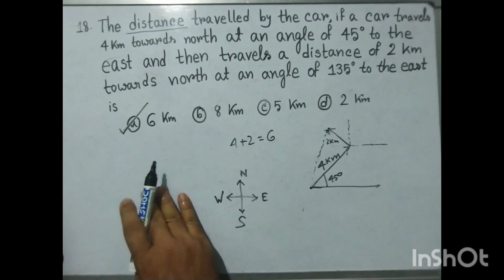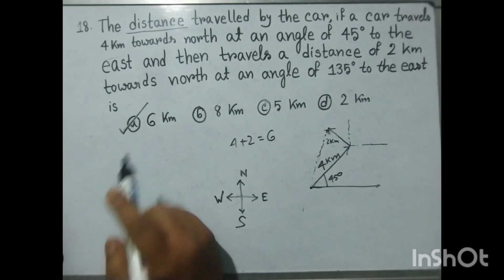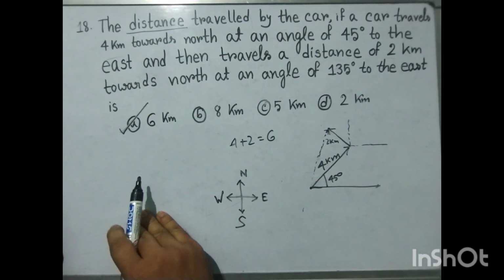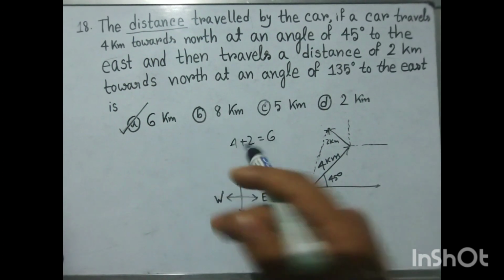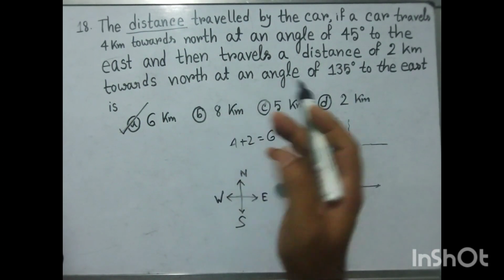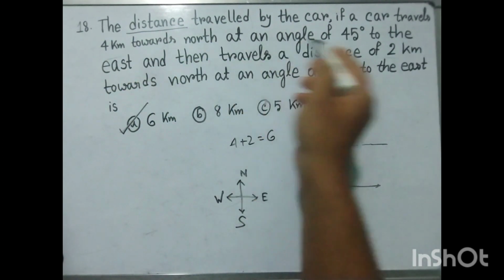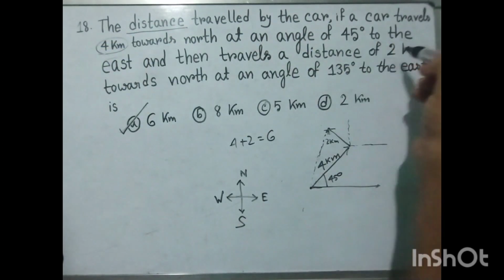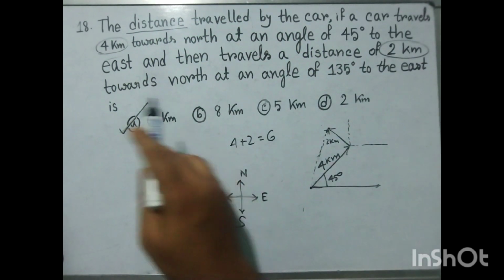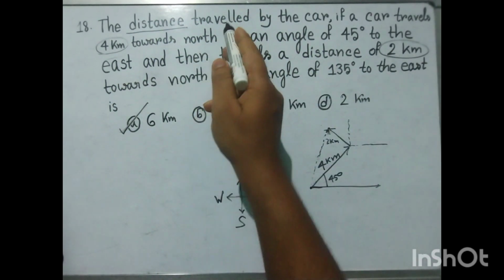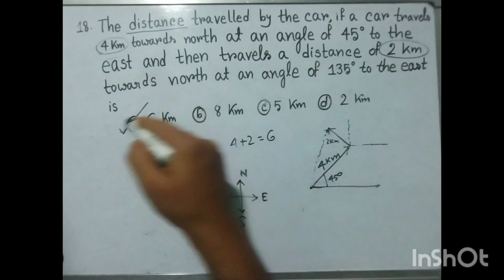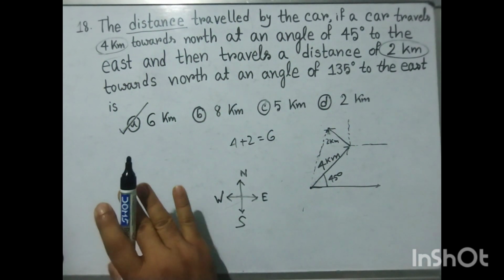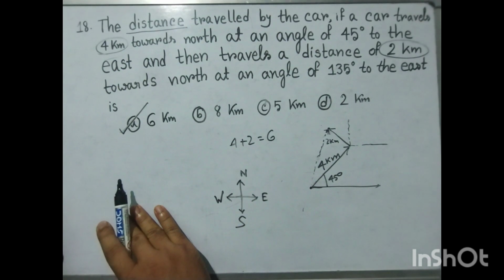So the student who is well aware of this trick, who will notice this word distance first, will not need to read this north, these angles. He will just see first traveled 4 km, then traveled 2 km. So the total distance traveled is 4 km plus 2 km is 6 km. So he will answer the question in 5 seconds.